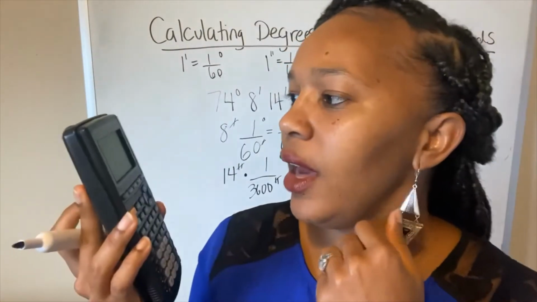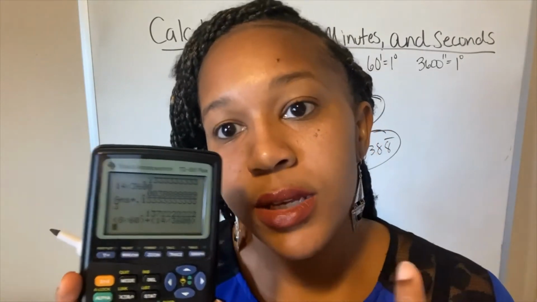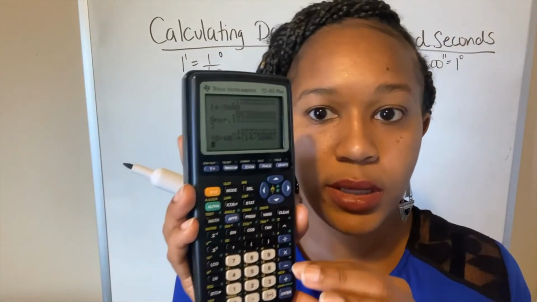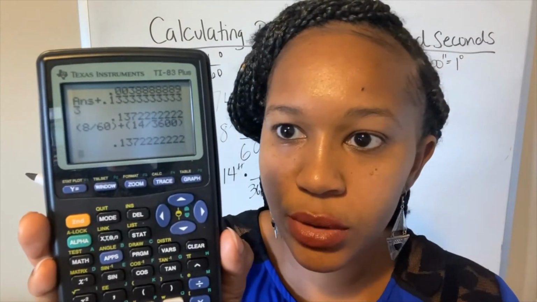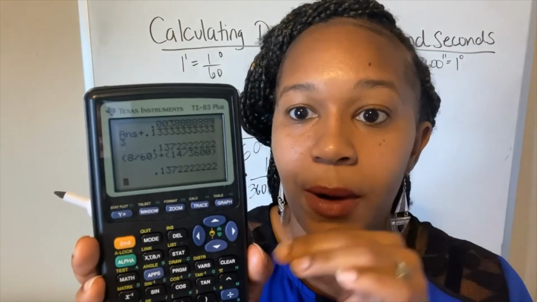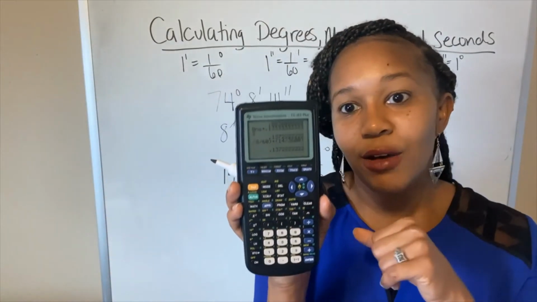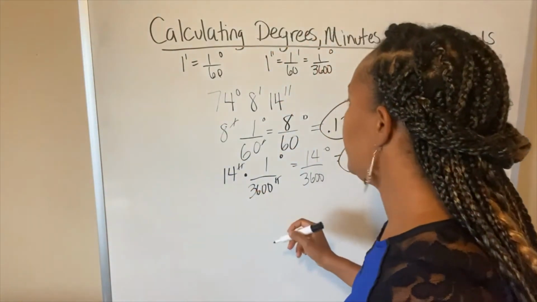So I have a graphing calculator, a TI-83 or 84. These work really, really good. And this is what I'll be using to show you how to do things in here. So plug that in, and it gives you 0.1372222. Now remember, the problem said to round to the nearest thousandth. So if I round that to the nearest thousandth, that'll be 0.137.